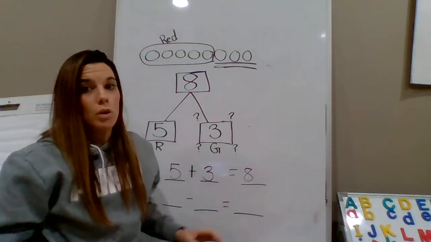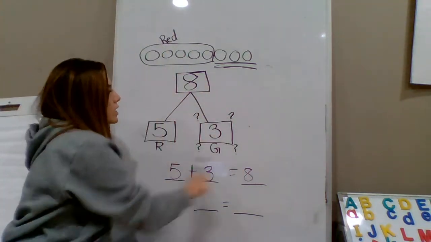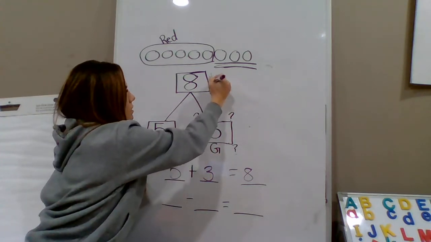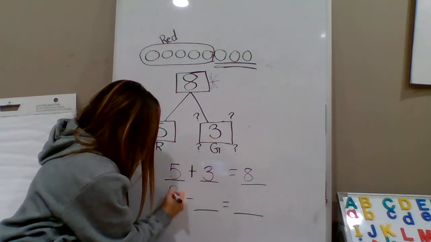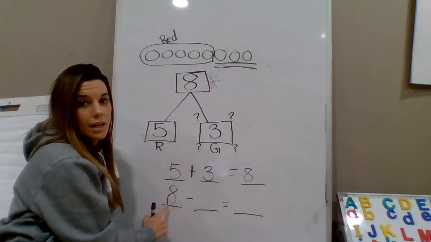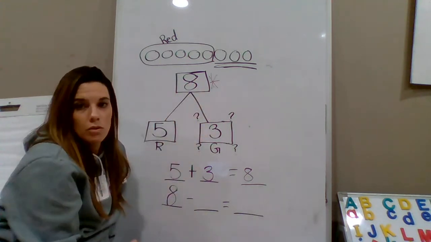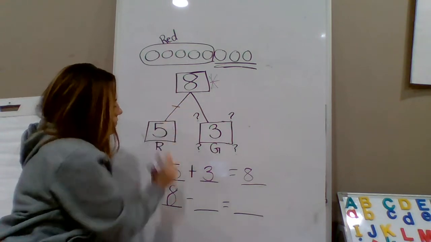Okay, which means when we subtract, we're starting with our whole number. Which is our whole number in our number bond? The number 8. So that's the number we're going to start with on our subtraction sentence, 8. Then I can subtract either of these numbers, okay? I'm just going to go with the 5. 8 minus 5.